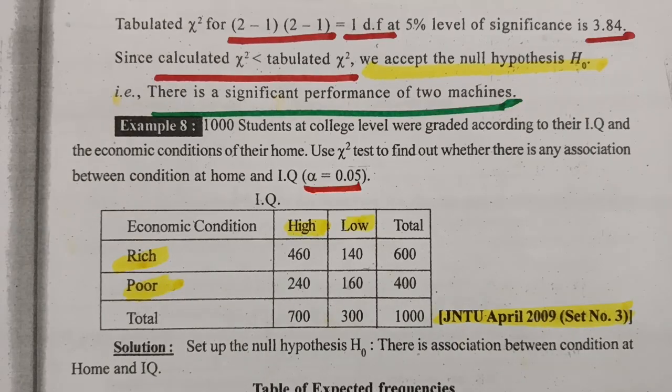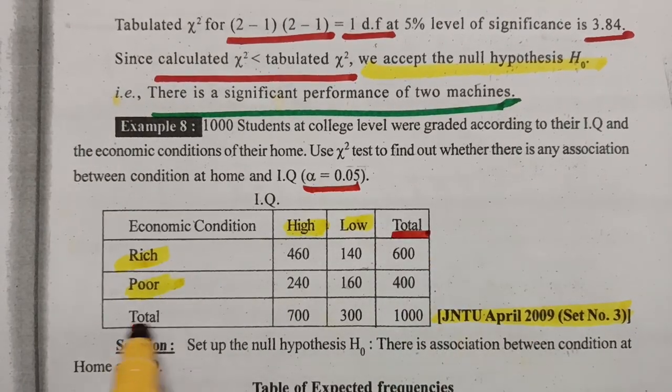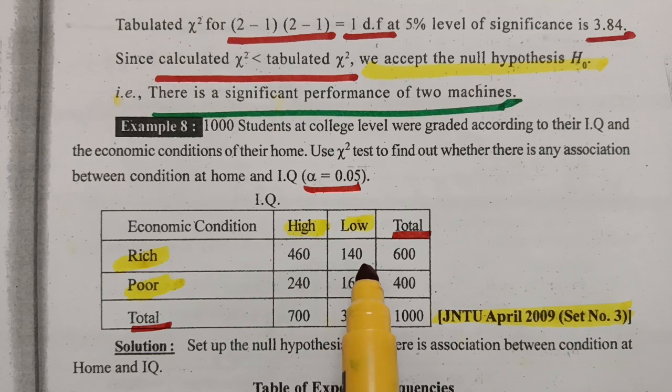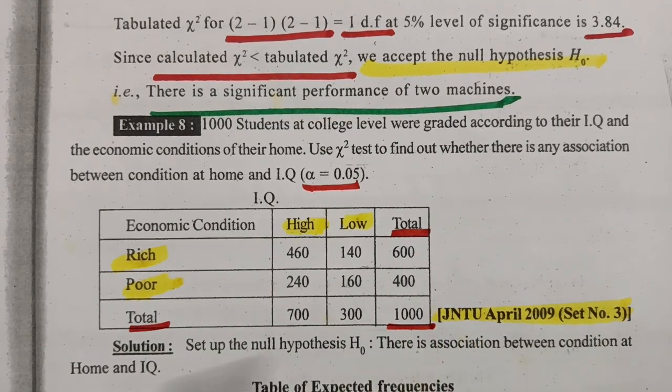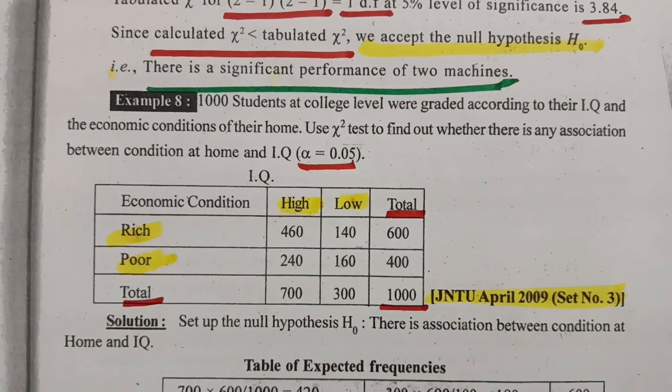And now we have to make the totals for column as well as row. That is 460 plus 140 is 600, and 240 plus 160 is 400. And here column total 460 plus 240 is 700, 140 plus 160 is 300, and this is the grand total 1000. And here in the solution, we have to set up the null hypothesis.